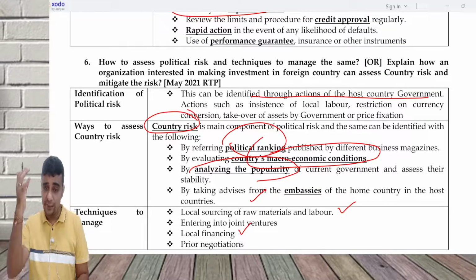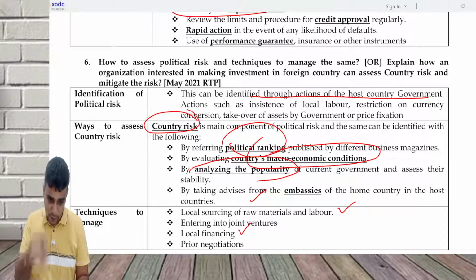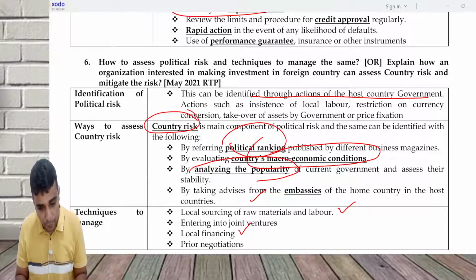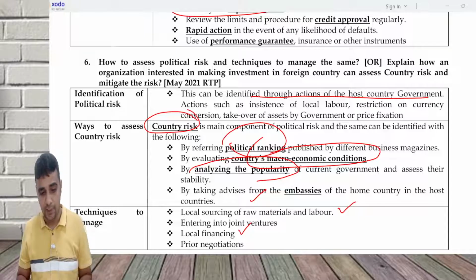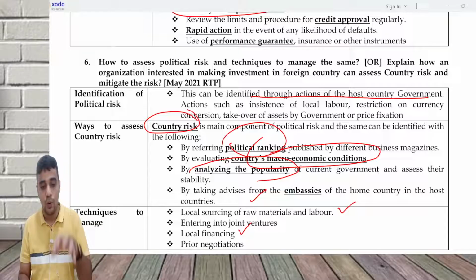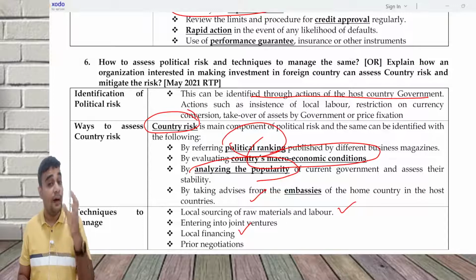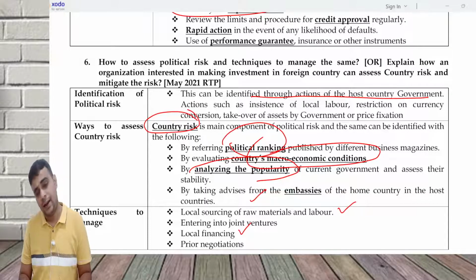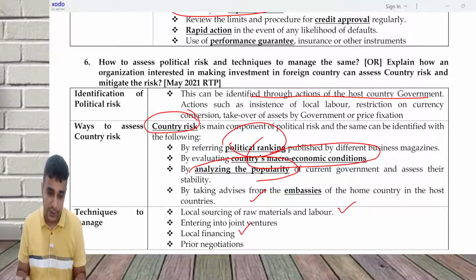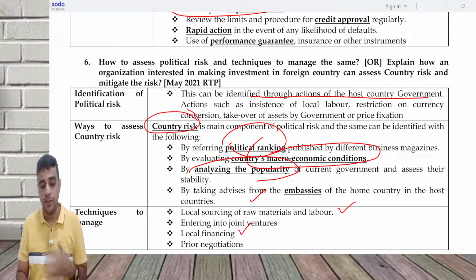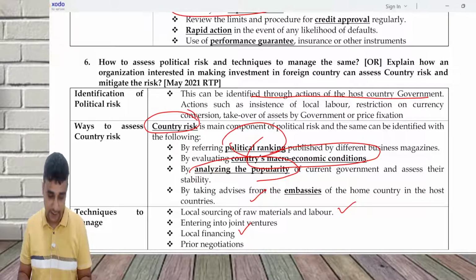Many times a foreign company, when they want to invest in India, will go for a joint venture agreement with a local partner, because this person who is in India will have a better understanding of what is happening in the country. He will be in a position to understand this risk better and take corrective action as and when needed. Prior negotiations: in case you can have some discussions with the government and understand their view on all these points, if at all you can get that.